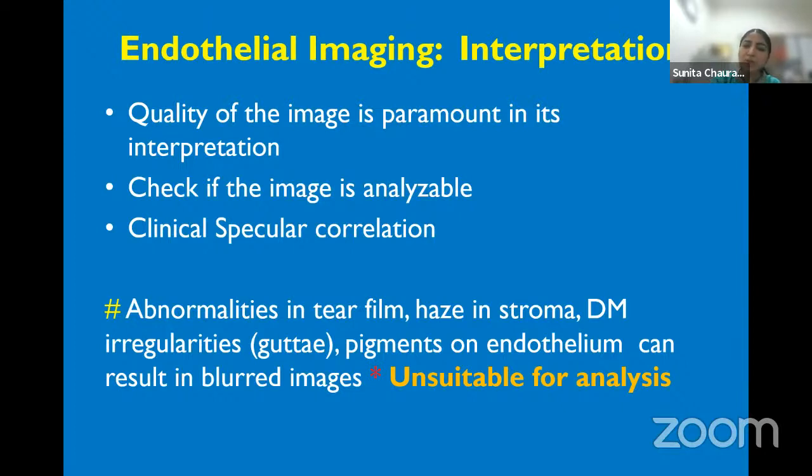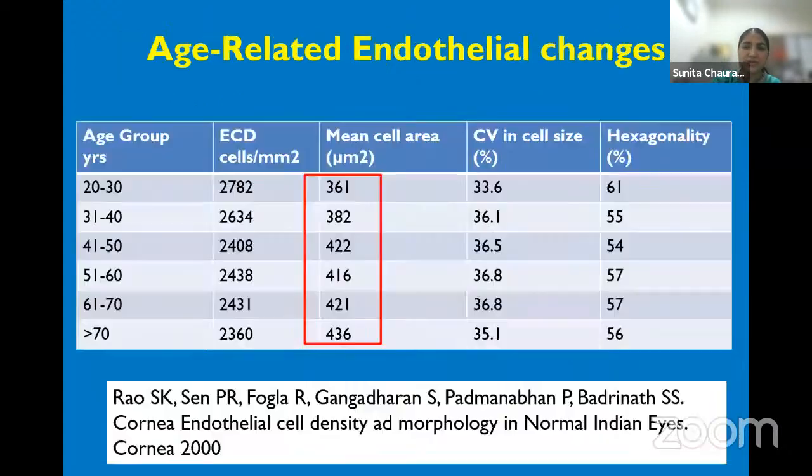There are certain abnormalities, such as abnormal tearing or an unhealthy tear film, haze in the stroma, Descemet's membrane irregularities, namely Goutte, which is seen in Fuchs endothelial dystrophy, and pigments on the endothelium, which can result in blurred images from the specular microscopy, and hence these images may not be suitable for analysis.